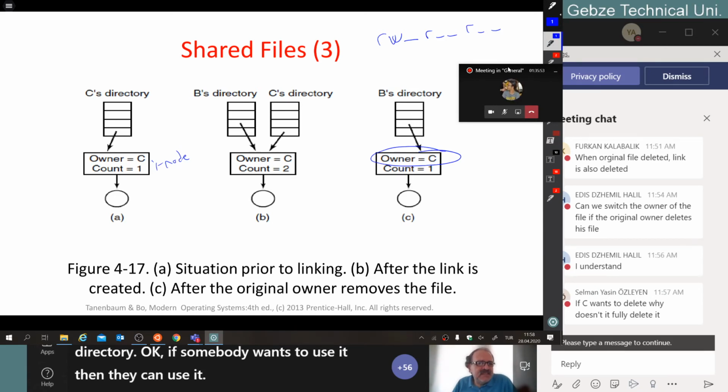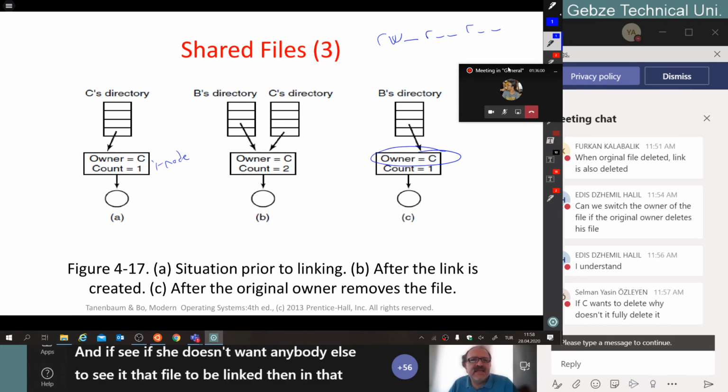And if C doesn't want anybody else to see it, that file to be linked, then in that case, C wouldn't set the permissions like this.